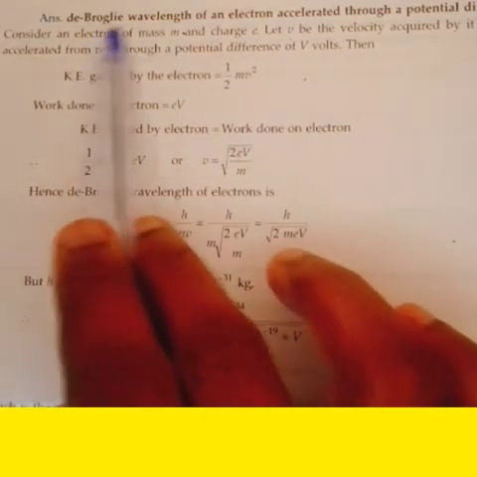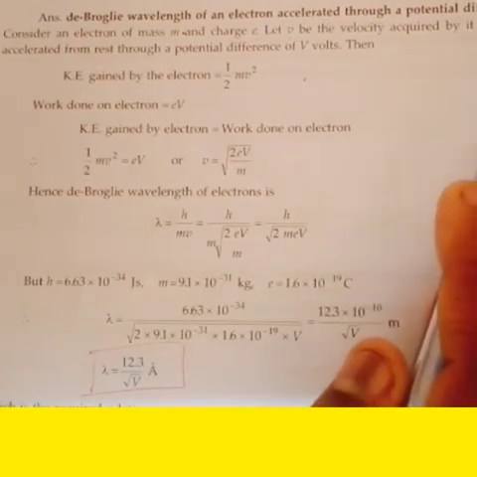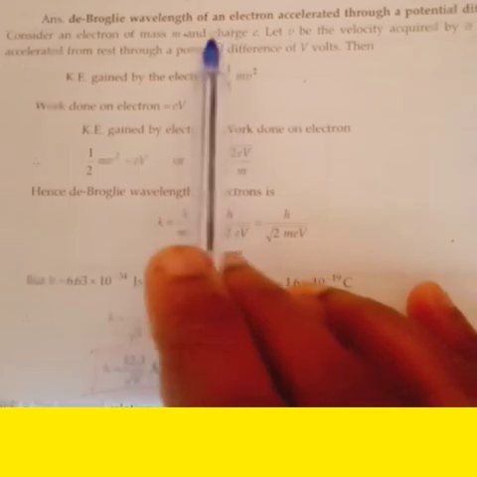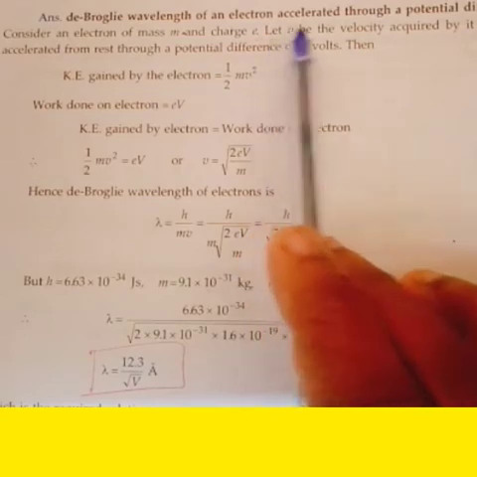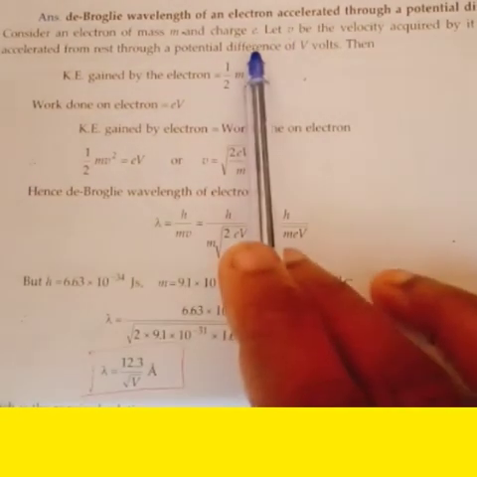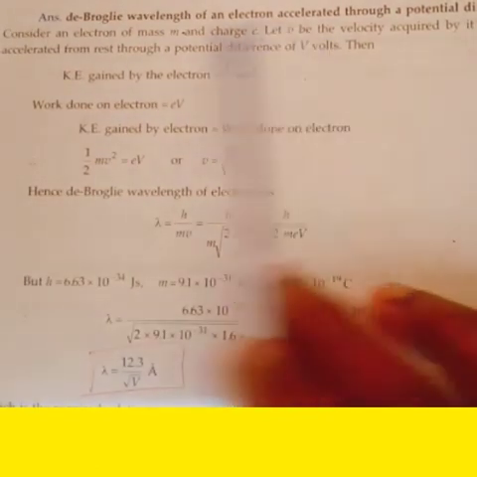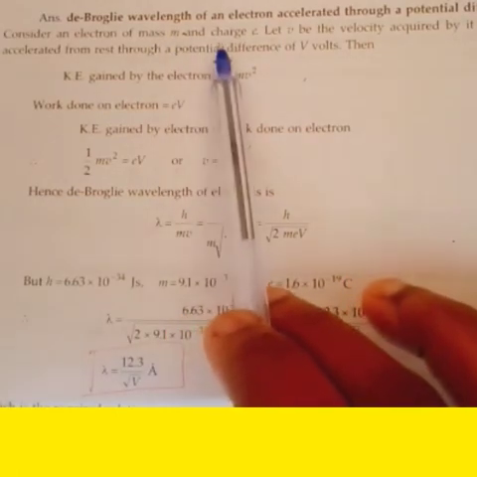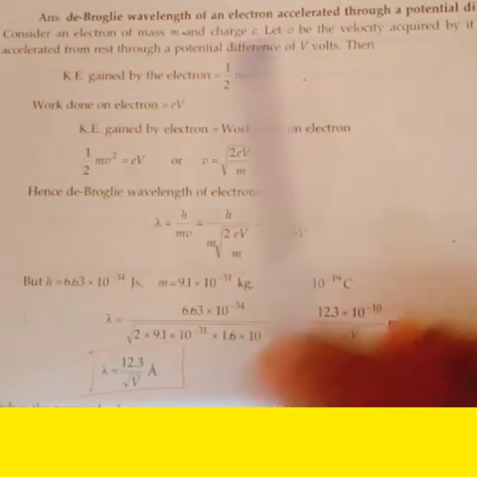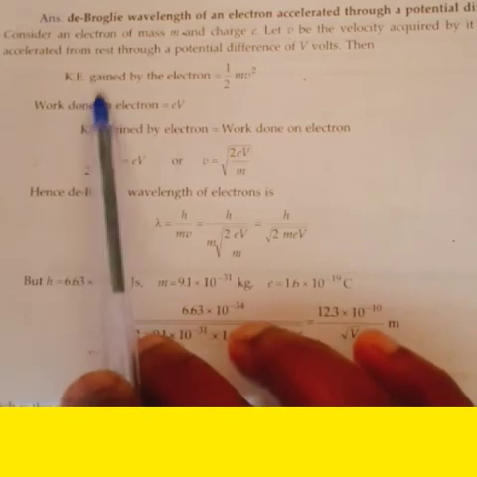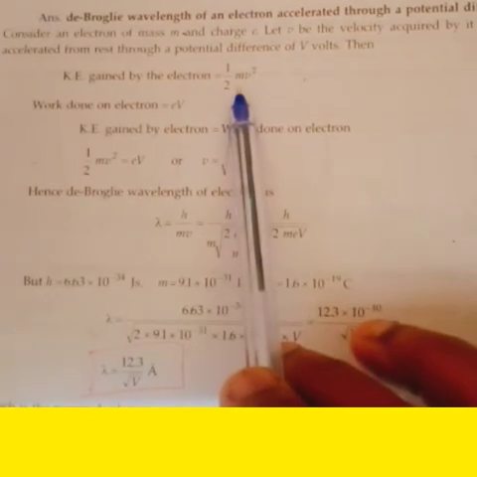The next topic is de Broglie wavelength of an electron accelerated through a potential difference V. Here we have to consider an electron of mass m and charge e. Let v be the velocity acquired by it when it is accelerated from rest through a potential difference of V volt. Then you have to write the expression for kinetic energy gained by the electron, which is equal to half m v squared. Here m is the mass of the electron and v is the velocity.